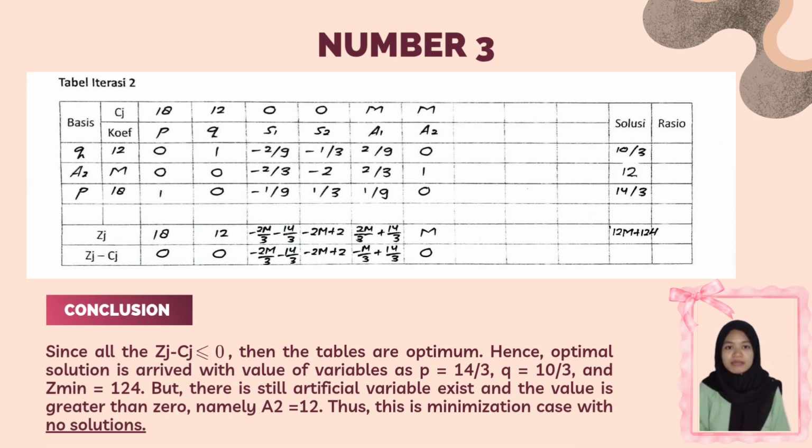Since all the zj minus cj are less than or equal to 0, the table is optimum. Hence, the optimal solution is achieved with the values of variables as p equals 14 divided by 3, q equals 10 divided by 3, and z minimum equals 124. But there is still an artificial variable that exists and its value is greater than 0, namely A2 equals 12. Thus, this is a minimization case with no solution.